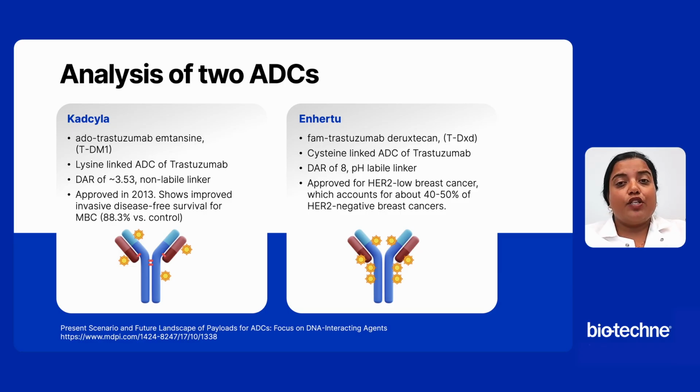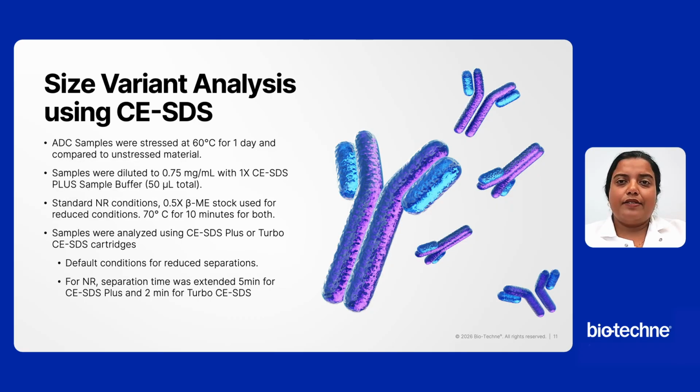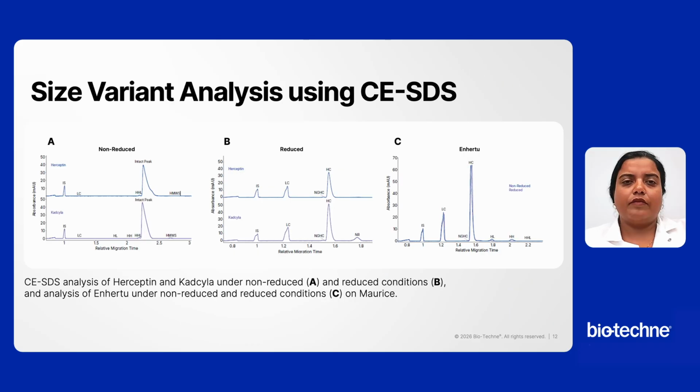Now, these differences in conjugation among ADC types significantly influence their chemistry and stability, which can be accurately monitored by capillary electrophoresis. For the size variant analysis using the CE-SDS application, ADC samples were stressed at 60 degrees Celsius for 1 day and compared to the unstressed material, with the default separation conditions for the reduced samples and a 5-minute separation time extension for non-reduced samples on CE-SDS Plus, and a 2-minute extension on the Turbo CE-SDS cartridge.